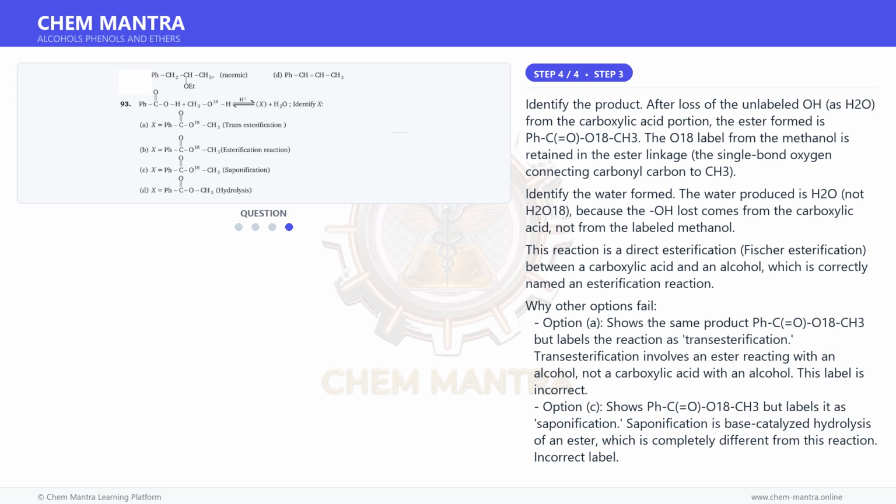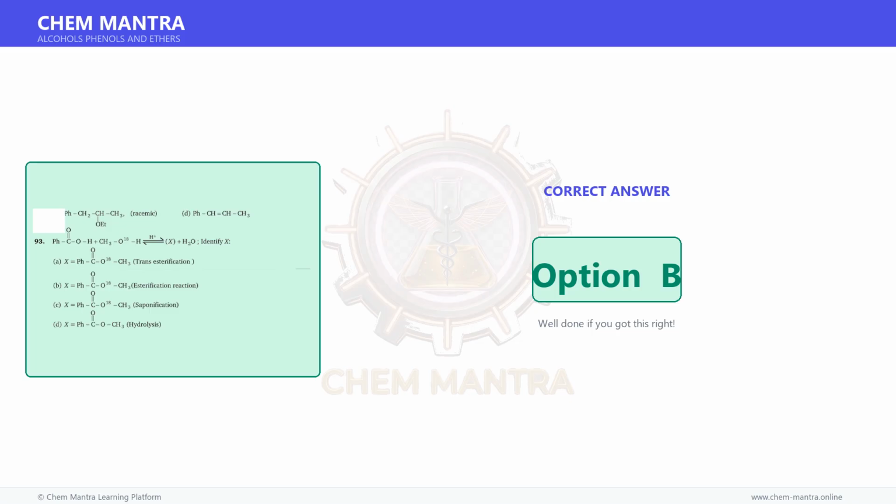Option B correctly identifies both the product, PhC(=O)O18CH3, with O18 retained in the ester, and the reaction type, esterification reaction. Therefore, the correct answer is option B.